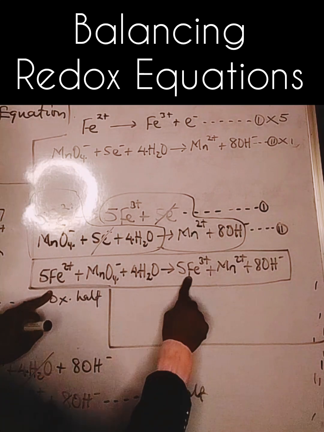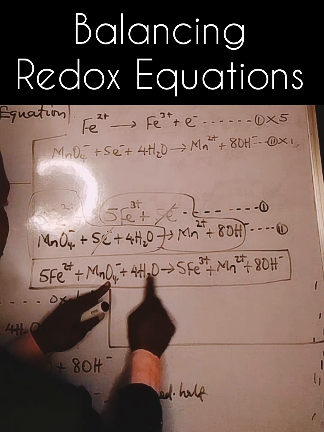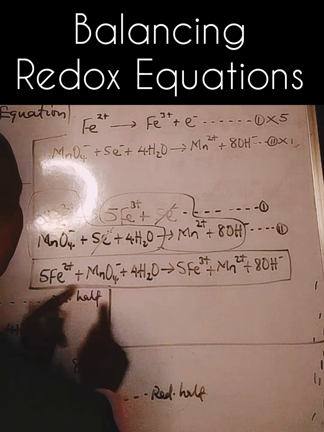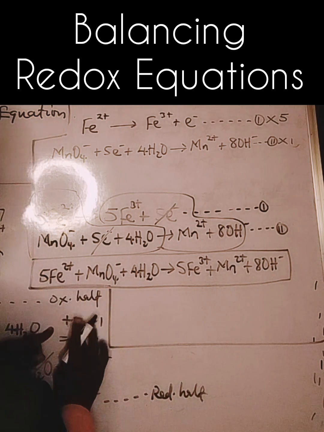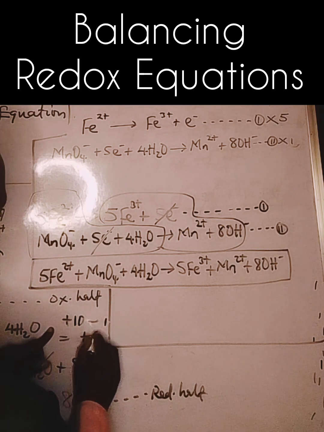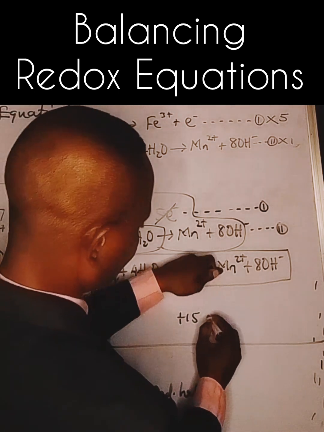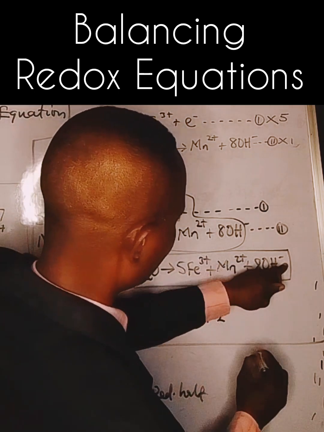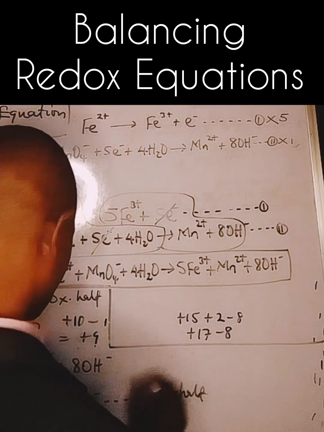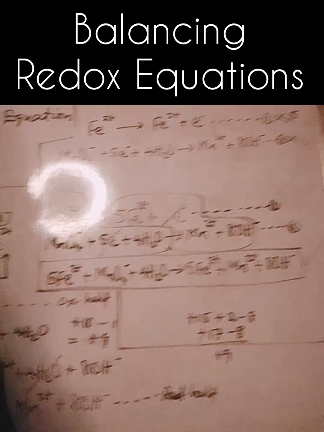5 iron atoms, 1 manganese, 1 manganese. 4 plus 4, 8 oxygen atoms. Look at it there. 4 times 2, 8 hydrogen atoms. It is there. Charges: plus 2 times 5 is plus 10, minus 1, and that is plus 9. Here, plus 3 times 5 is plus 15, plus 2, minus 1 times 8, minus 8. This is plus 17 minus 8, and that is plus 9. Therefore, the equation is balanced.